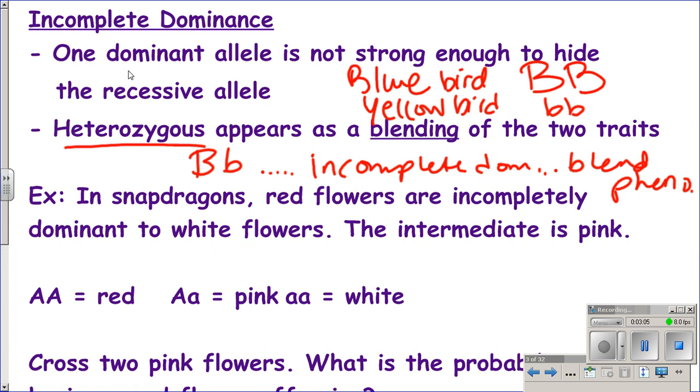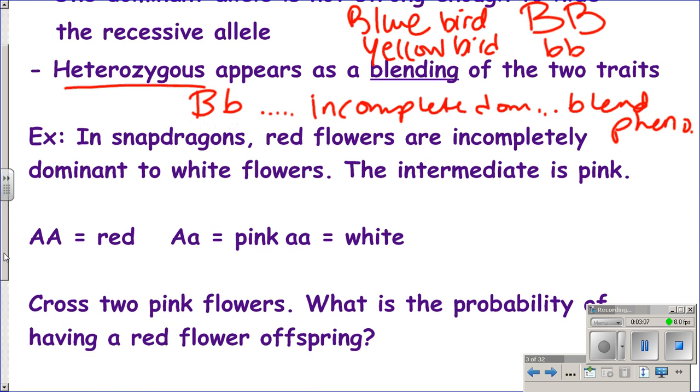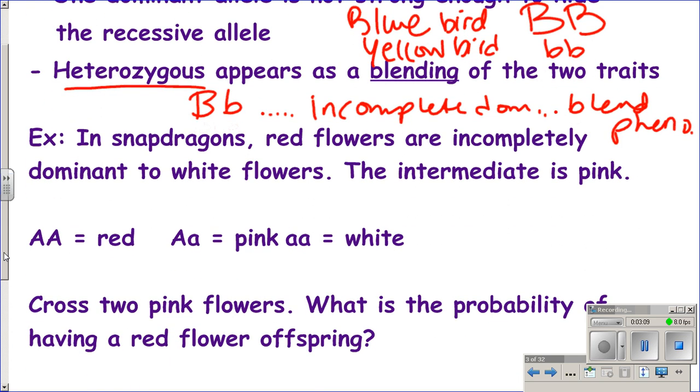All right, so in our case, let's mate. Let's get on the board, though. Let's mate blue bird with yellow bird. What kind of babies do they make? Capital B, little b on all of them, right? What are the colors of all these birds? Green, green, green, green. So in this case, it doesn't make either blue or yellow, it makes green.